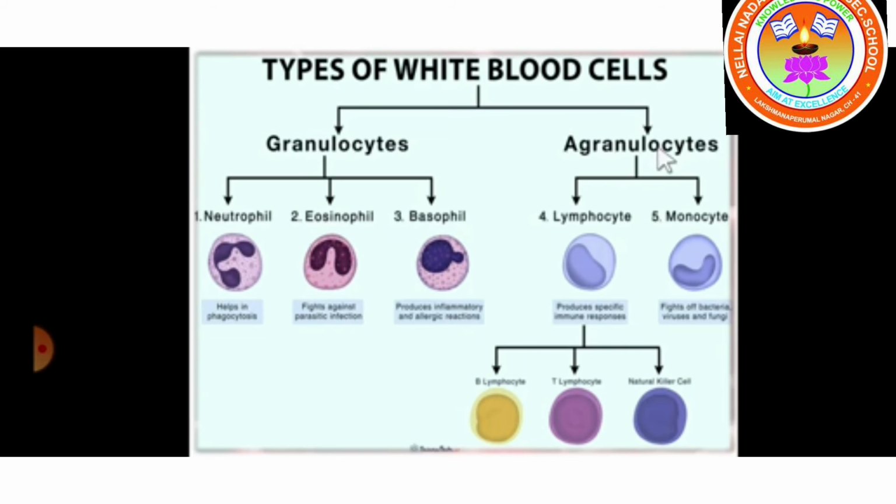Next we will see about agranulocytes. What are agranulocytes? A means absence, that is lack of cytoplasmic granules. You cannot find any granules in the cytoplasm. Agranulocytes include two types of cells. They are lymphocytes and monocytes. What are the two types of agranulocytes? Lymphocytes and monocytes.